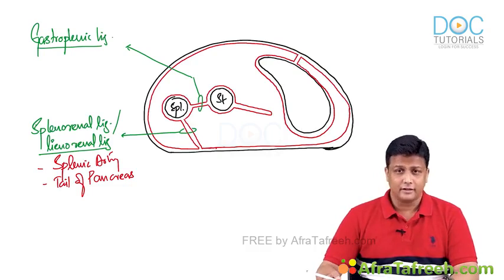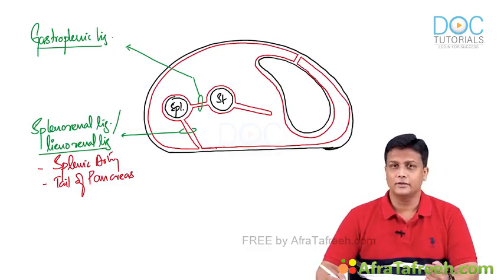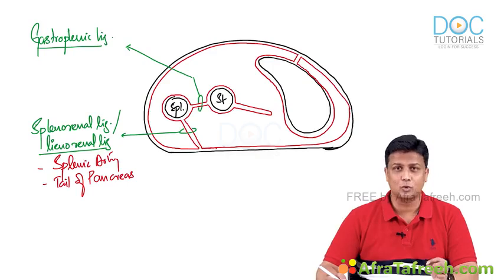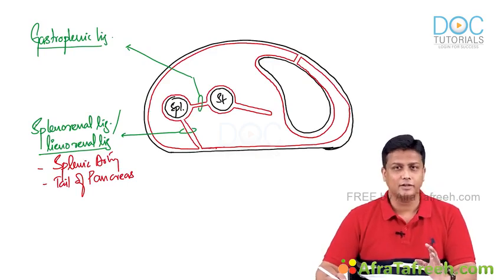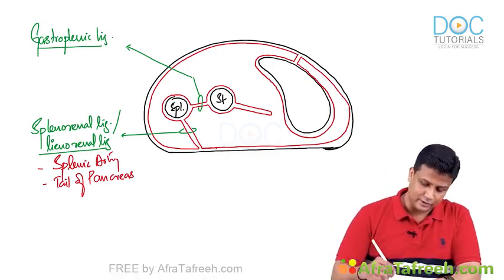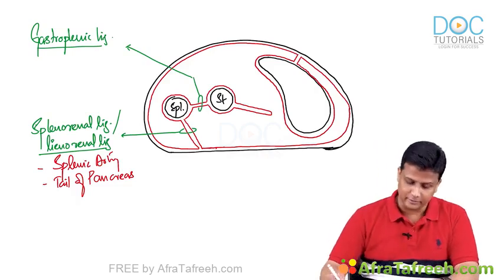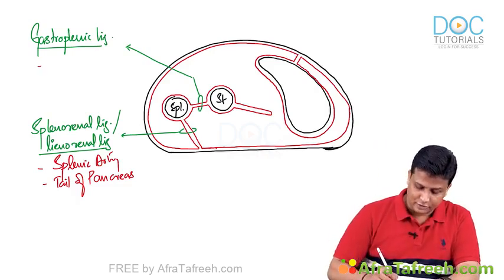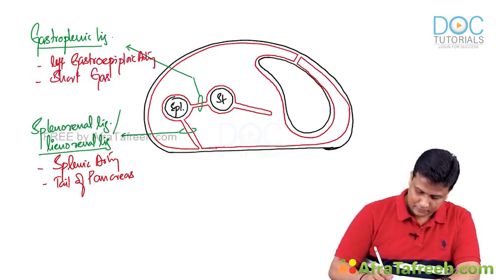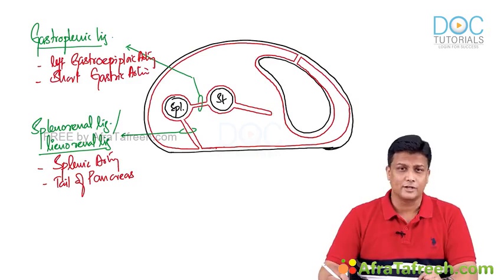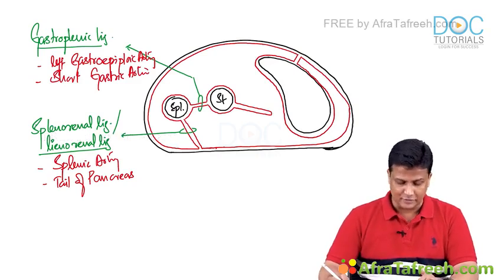Because that is the greater curvature, we all know very well that towards the greater curvature of the stomach you will have gastroepiploic arteries present over there. And a little bit near the fundus part, you will even have the short gastric arteries. So those will be located in the gastrosplenic ligament. So the gastrosplenic ligament will consist of the left gastroepiploic artery, and not only that, even the short gastric arteries. So the left gastroepiploic artery and the short gastric arteries will be the content of the gastrosplenic ligament.